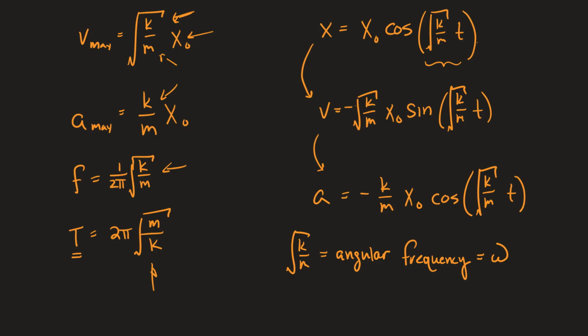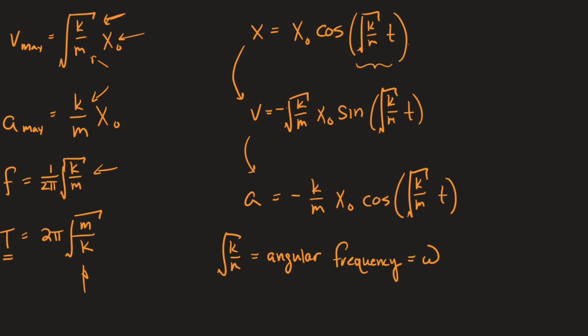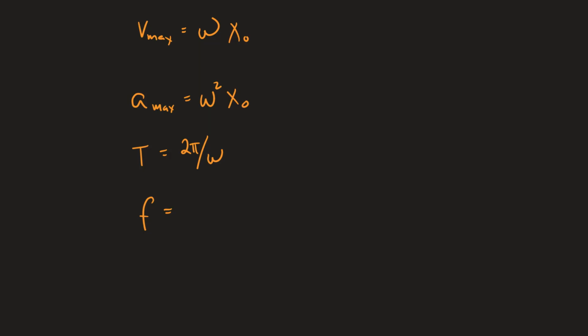So, this is going to be a little bit trippy. Don't be mad. But we can rewrite all of those in terms of omega. For example, V max is equal to omega times x naught. A max is omega squared times x naught. Period is 2 pi divided by omega. Frequency is omega divided by 2 pi.